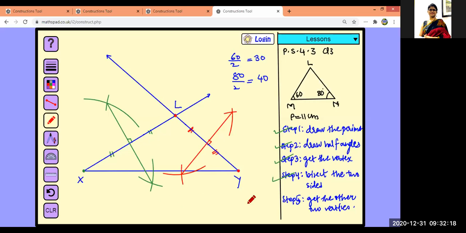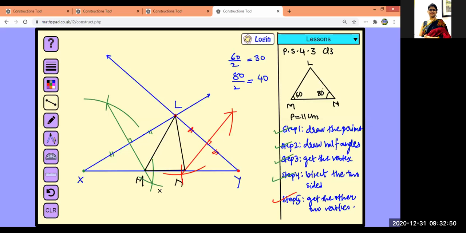And what is the next step? The last step, get the other two vertices. So the point where the perpendicular bisectors meet the base are those two points, right? So M and N, these are the other two vertices. We have got all those 3 points. Joining them, we get the triangle. So here we join L, M, N like that, and that completes the construction.